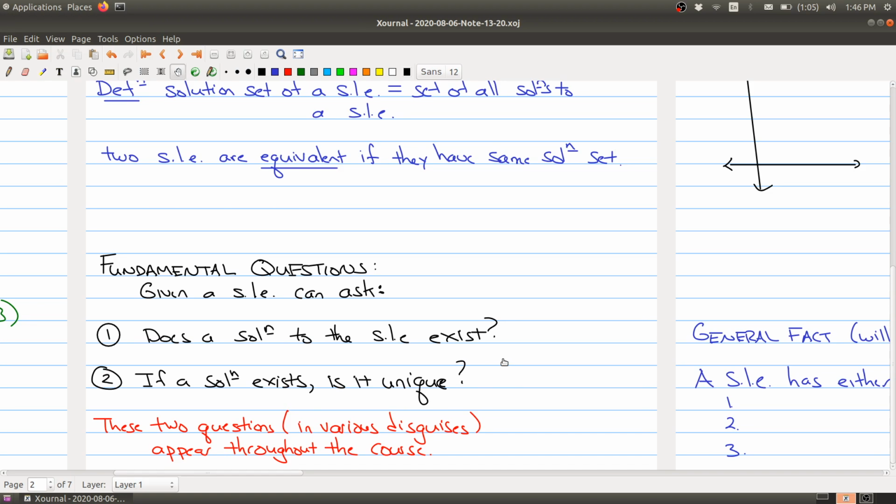So these are two fundamental questions, and these questions appear throughout the course in various disguises. So we'll start with one particular problem, which may not seem to have anything to do with this, and we'll transform our problem into a question that really boils down to, does the system of linear equations have a solution, or how many solutions does it have? And these two questions appear throughout the course. So keep these two fundamental questions at the back of your mind. We'll take a pause now as I get ready for the second part of today's lecture.